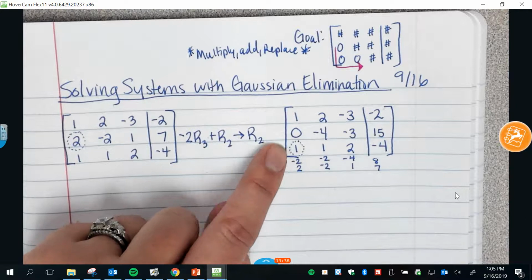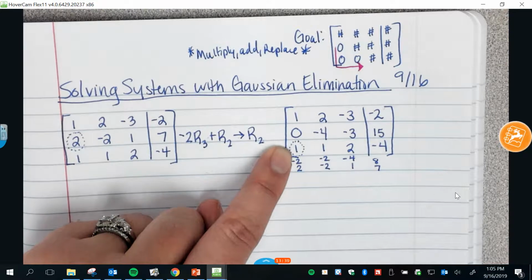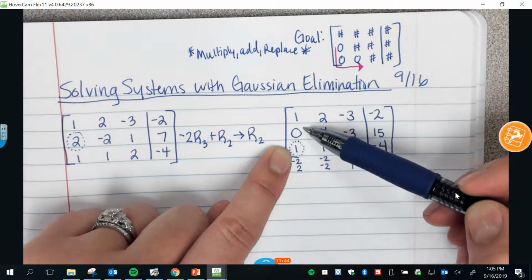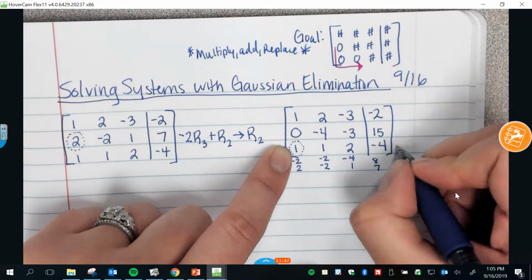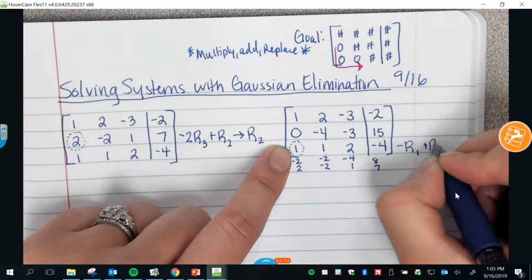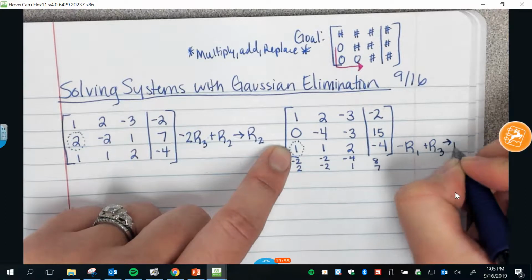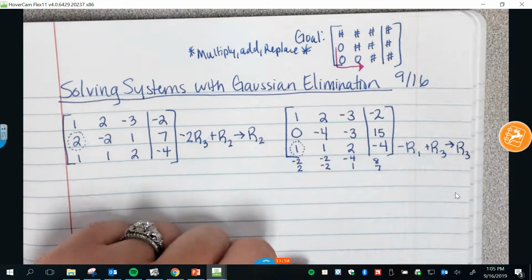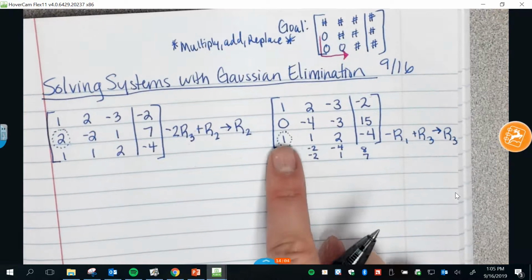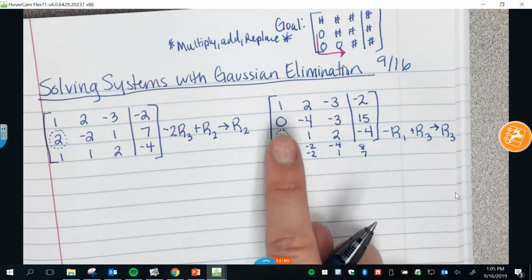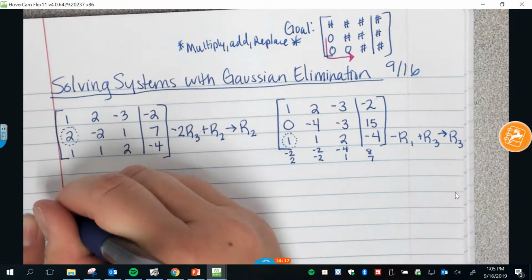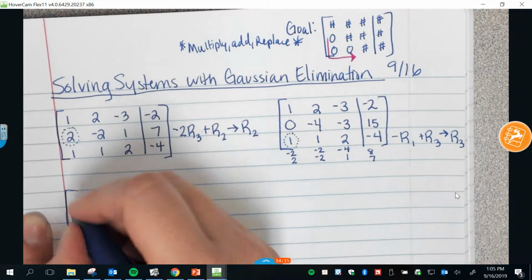Because right now, 1 plus 1 is 2, but I want it to be 0. So what am I going to have to multiply this by? Negative 1. So it's going to be negative row 1, because I don't have to write negative 1, right? Plus row 3 into row 3, right? That is what's going to make a 0 in that spot. I don't care about the other numbers, right? All I care about is the one I'm focusing on. All right, so I'm replacing row 3, so my next matrix, rows 1 and 2 don't change. We can just copy them down.